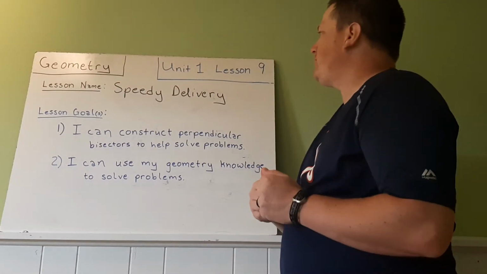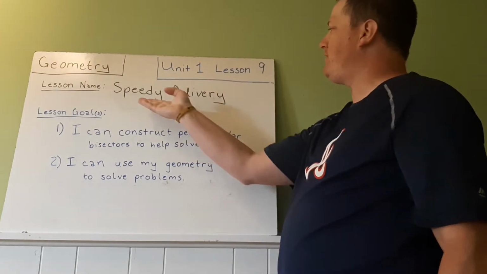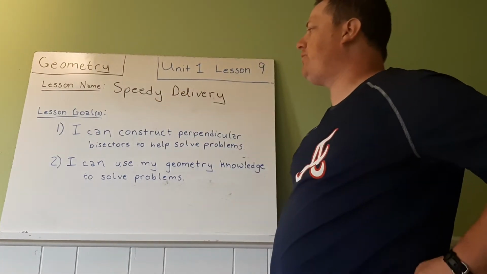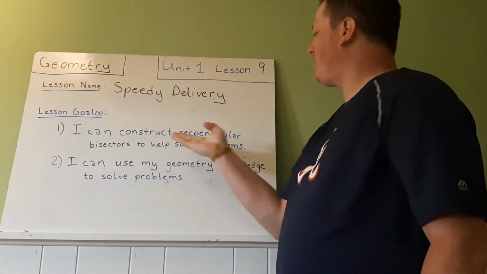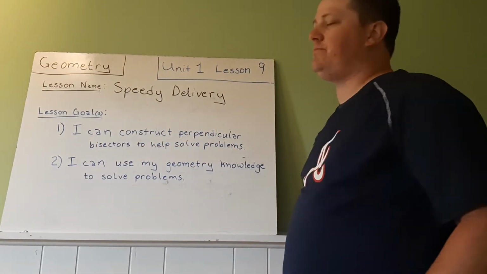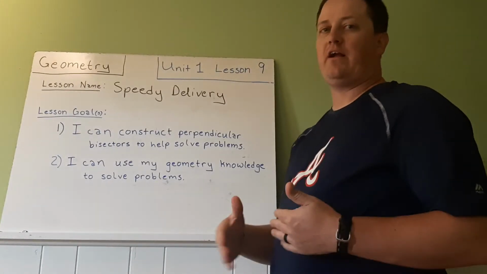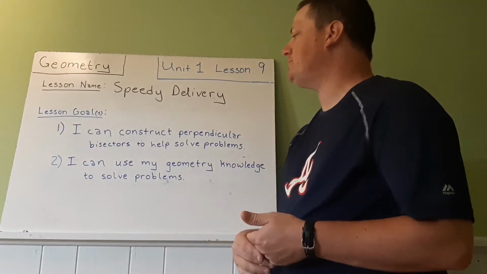Okay, geometry students, we want to look at Unit 1, Lesson 9, which is known as Speedy Delivery. Our goals here are, I can construct a perpendicular bisector to help solve problems. So we're going to be using our perpendicular bisectors to help us figure out some situations, some problems.